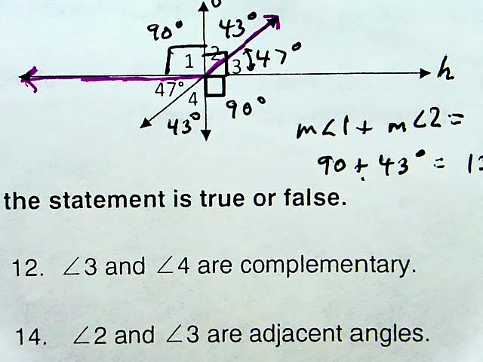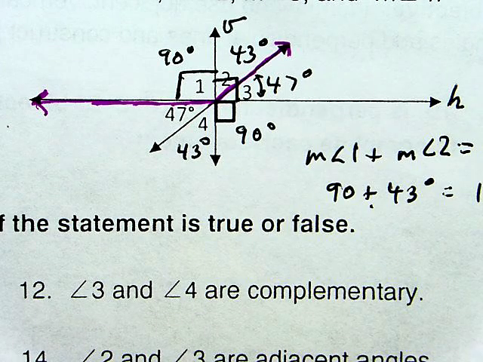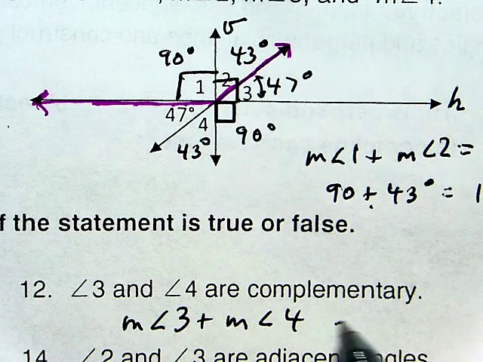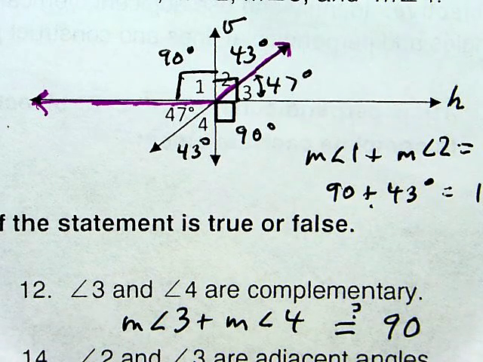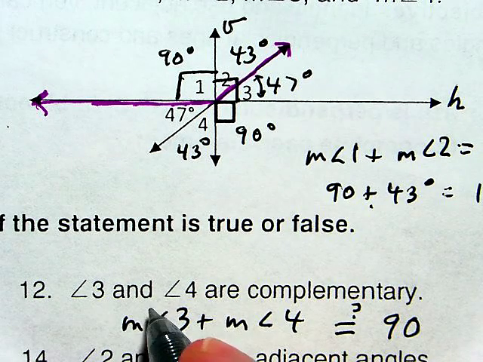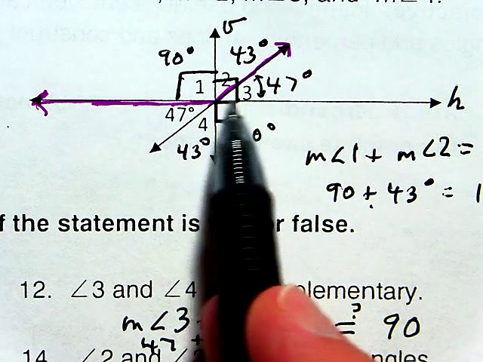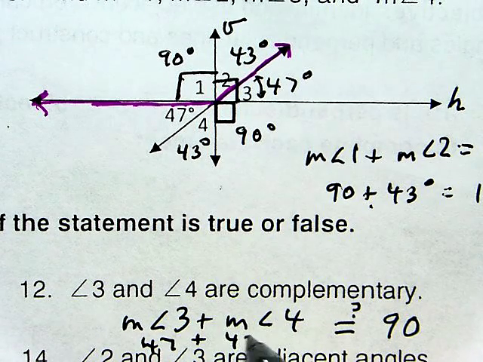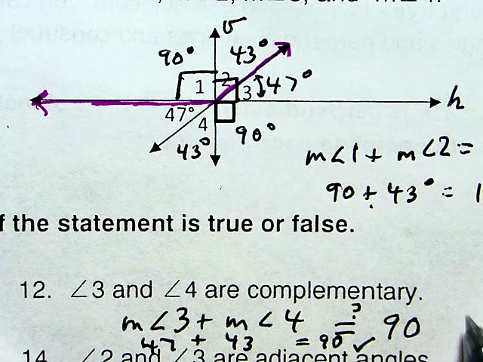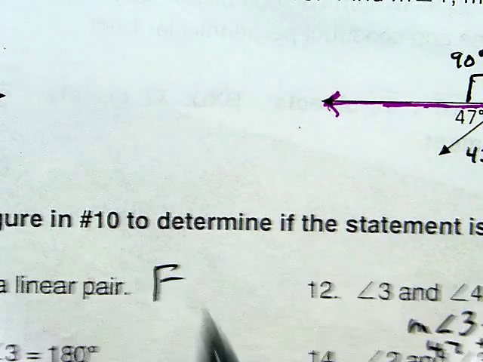Angles 3 and 4 are complementary. So in order for angles 3 and 4 to be complementary, the measure of angle 3 plus the measure of angle 4 would have to equal 90. Is that true or not? Well, the measure of angle 3 we know is 47. Okay, so we'll draw that down here, 47. The measure of angle 4 is 43. And is 47 plus 43 equal to 90? Yep, it is. So therefore, it's true. Angle 3 and angle 4 are complementary. We already said it was false that 1 and 2 formed a linear pair.